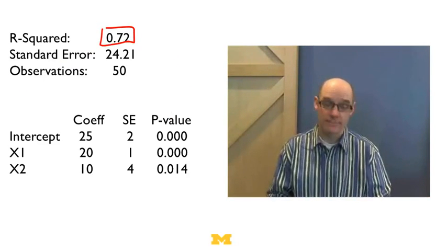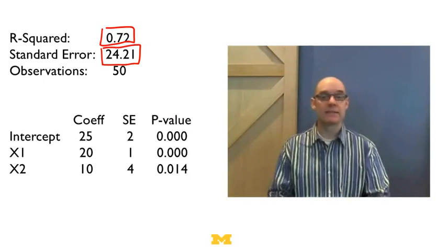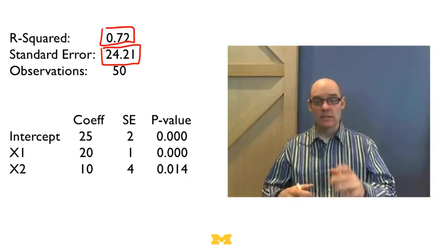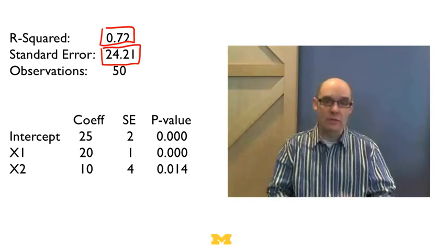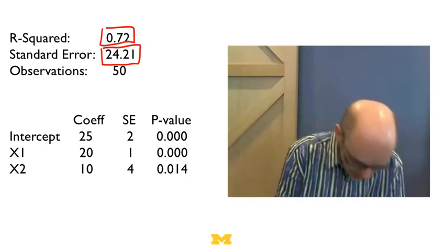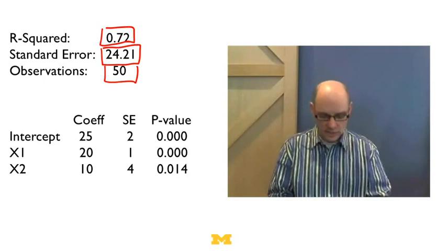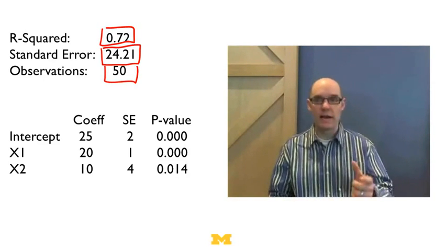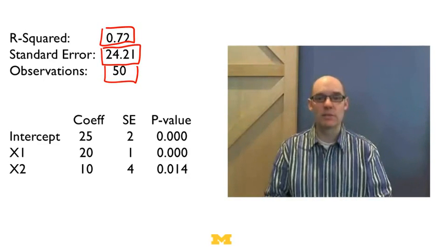Standard error, 24.21, is telling us, on average, what was the standard deviation in the model. So how far from the mean were things? And this is telling us, on average, about 24. And then this observation thing, this 50, is just saying we had 50 data points. So on average, it was 24 away from the mean, and we could explain 72% of that variation.